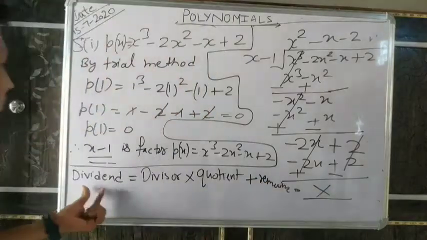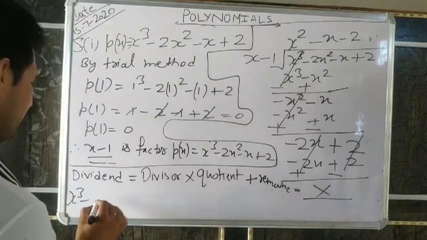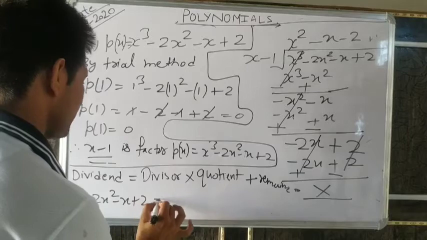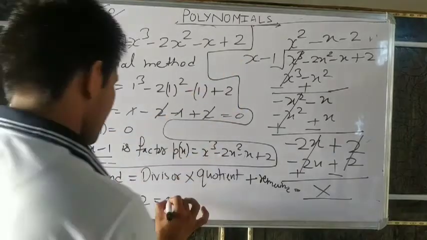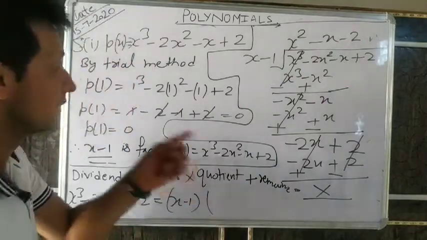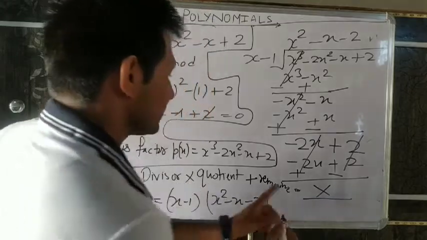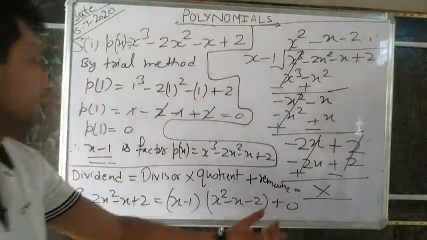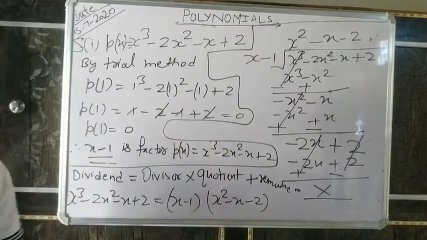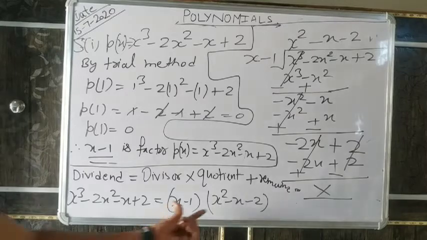So same as before. Dividend is x cube minus 2x square minus x plus 2, equal to the divisor. What is the divisor? x minus 1, its factor, multiplied by the quotient x square minus x minus 2, plus remainder 0. So no need to add it. So it becomes x minus 1 into x square minus x minus 2. So these are the factors.